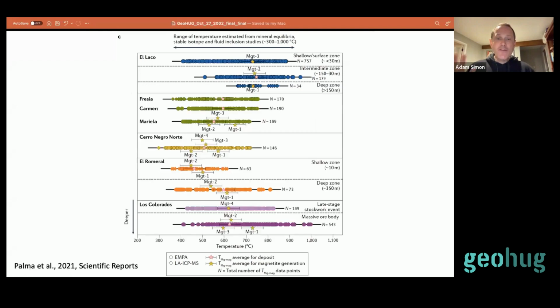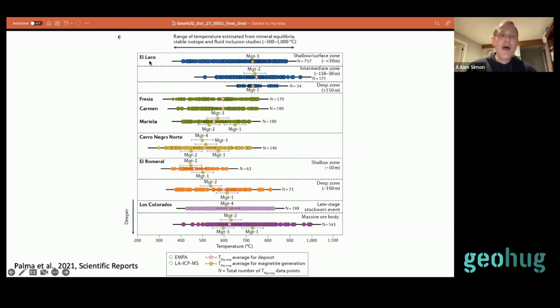And we see this everywhere. So now we're looking at other IOA deposits in the Chilean Iron Belt. And what we've also done here is we have plotted these as a function of depth.